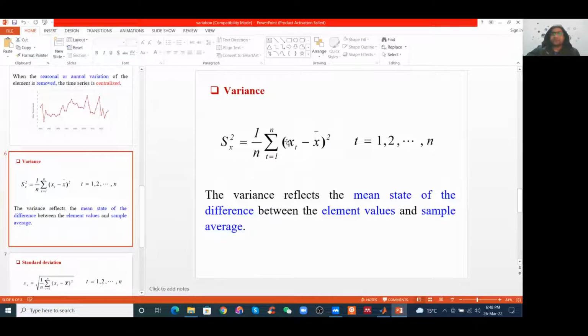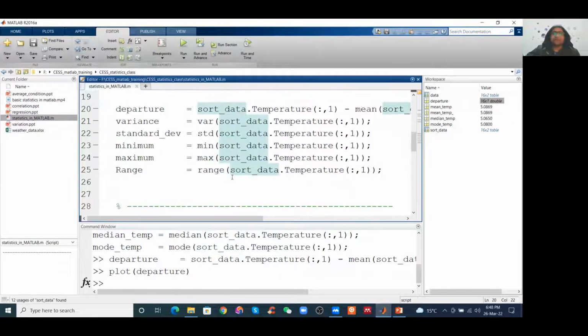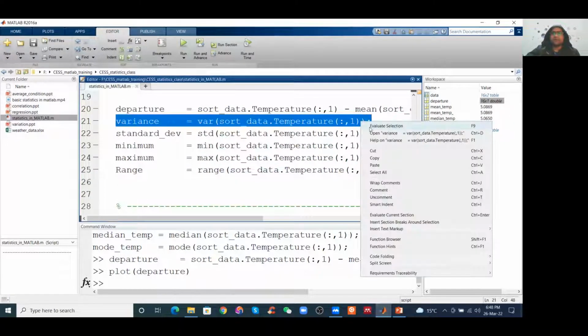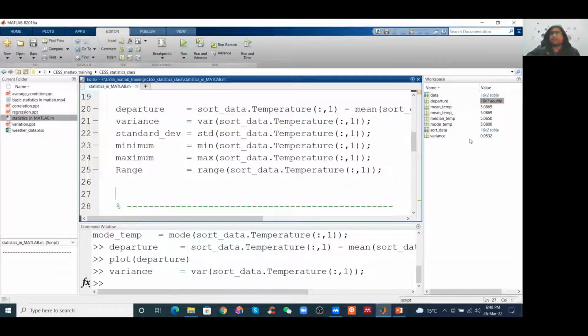That means that we have a time series data and the sample average. Okay, these are variance. We can see the dispersion of our data, like how the data disperse from the mean value. So we got the variance 0.05. So the difference between the mean value. Okay.